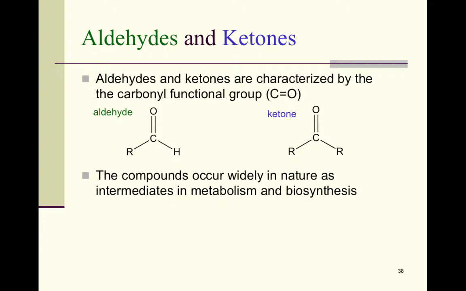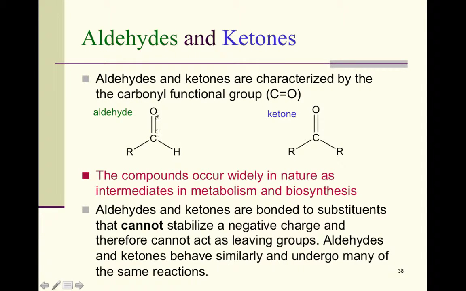Aldehydes and ketones are characterized by the carbonyl functional group. With an aldehyde, on the carbonyl carbon, there's going to be a hydrogen, where we don't have that for a ketone. So the R groups in a ketone can never be a hydrogen, otherwise it reverts back to an aldehyde. Now the smallest aldehyde, this R group can be a hydrogen, and that would be the smallest of the aldehydes, but keep in mind on a ketone these R groups cannot be hydrogen. These compounds occur widely in nature as intermediates in metabolism and biosynthesis.